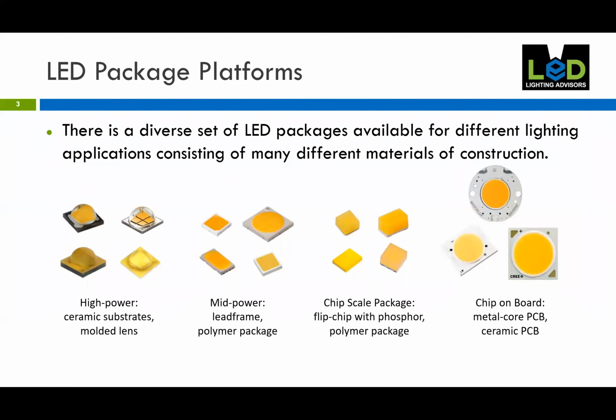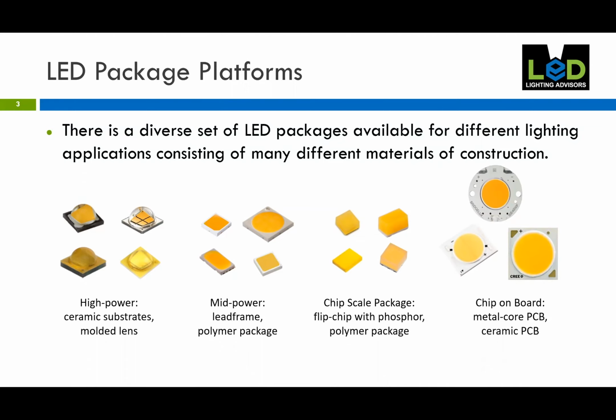LED packages are a diverse set of platforms available today in the marketplace, designed to tackle an array of different lighting applications. The various packages and form factors can be grouped into four major platforms. On the left, there are the high power LEDs, which typically consist of an LED chip mounted onto a ceramic substrate with a molded hemispherical lens. These tend to be larger chips, 1 millimeter or greater in size, and are used in applications that require high power and high reliability, such as streetlights and sometimes directional lighting.